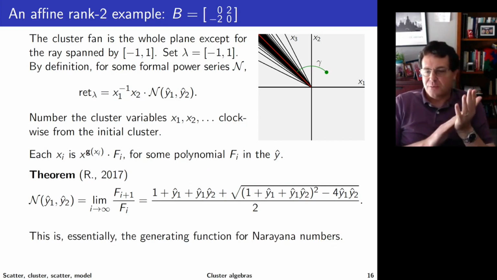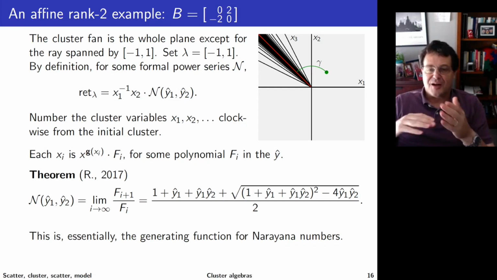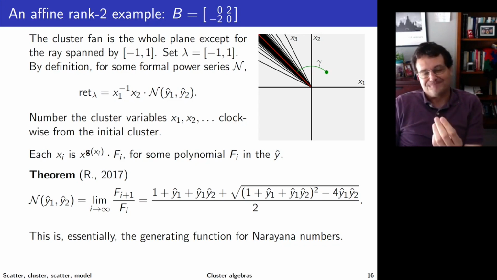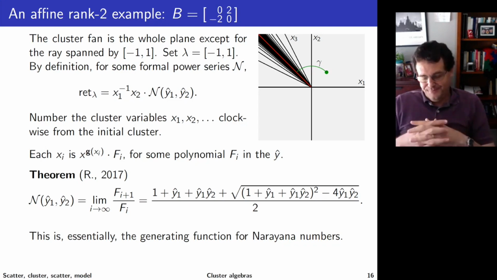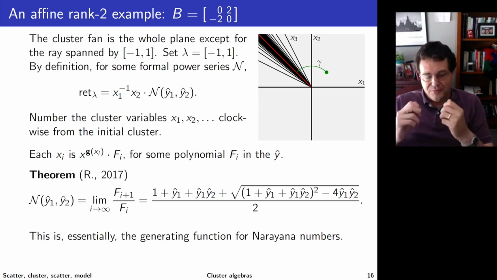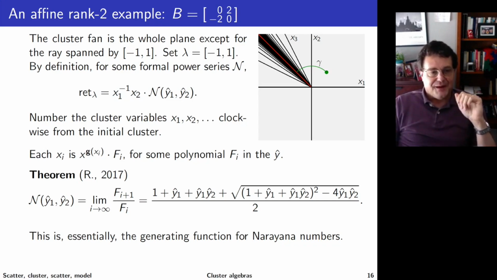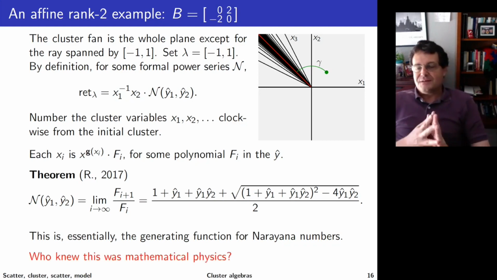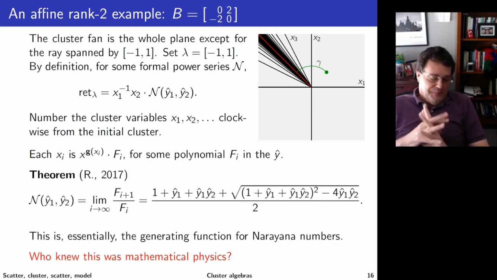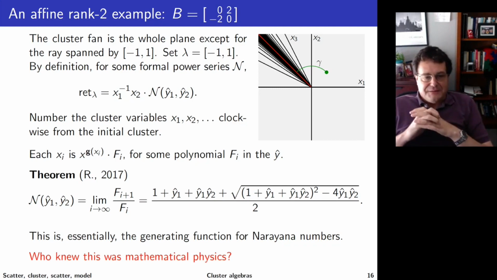If you're not familiar with Narayana numbers, there are Catalan numbers, which count sort of everything in enumerative combinatorics. Narayana numbers are a refinement of those, a two-parameter refinement of Catalan numbers, taking two inputs instead of one. And then just to get into the third piece of this talk about scattering, who knew that this was mathematical physics?